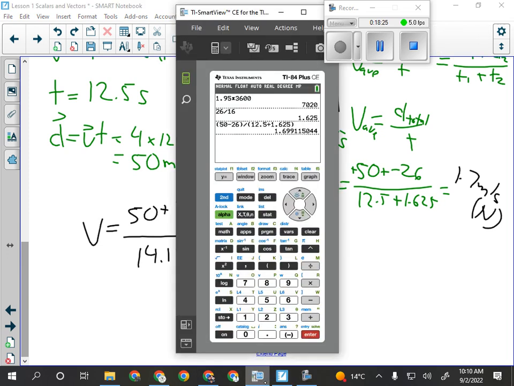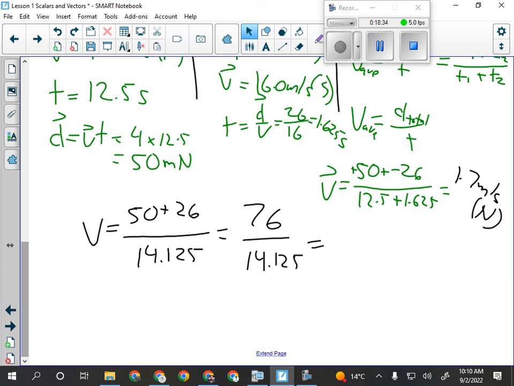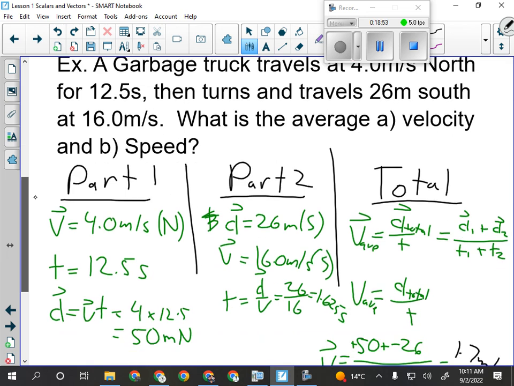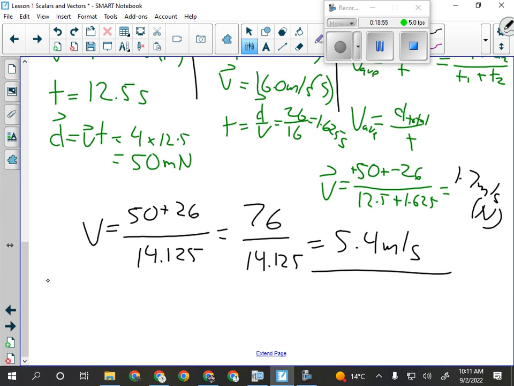Okay, so if we do that, 76 divided by 14.125. All right, so we have an average speed of 5.4 meters per second. Okay, we haven't talked about significant digits yet. Some of you may have already learned about those. I'll quickly go over those next week. But this should have 2 significant digits for our answer. All right, everybody okay with how that one works?